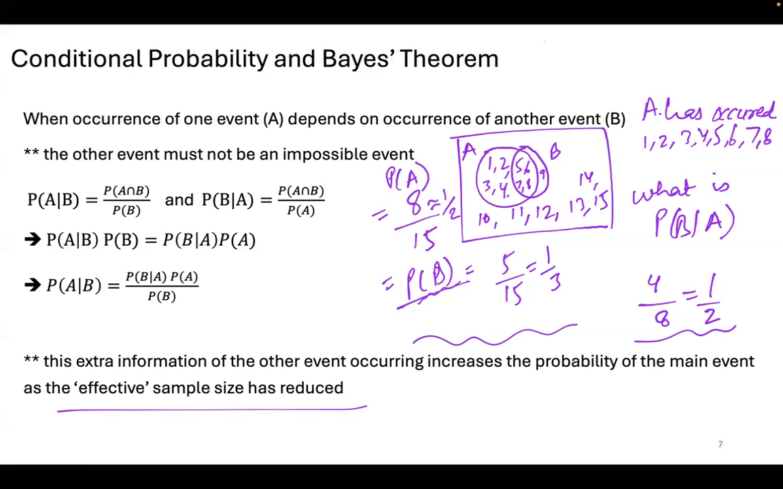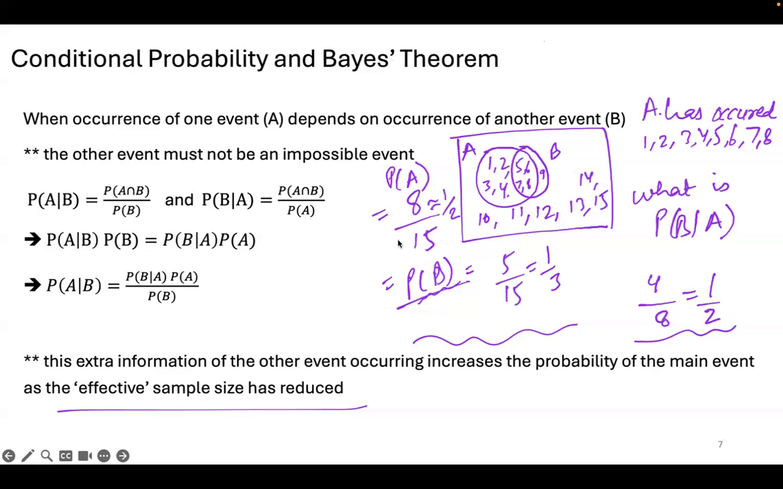But anyway, in this case, the effective sample size is reduced. So earlier you were talking about 5 out of 15 cases being favorable. Now you're talking about 4 out of 8 cases being favorable, because your effective sample size is reduced. And this is the formula, as one of you rightly pointed out. So this is what we were looking at: probability of B given A. The denominator was the probability of A.